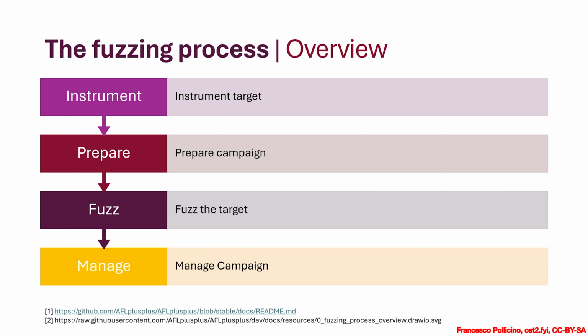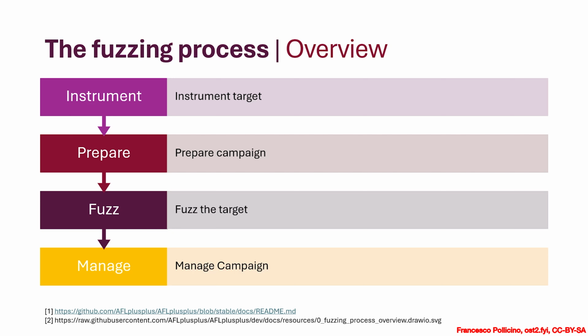Before jumping into the first exercise, I think it's worth having a quick look at the fuzzing process. In this high-level picture, you can see the 4 main steps needed to perform a good fuzzing. First, we need to instrument the target program. Next, we set up the fuzzing campaign. Then, we can start the fuzzing process.